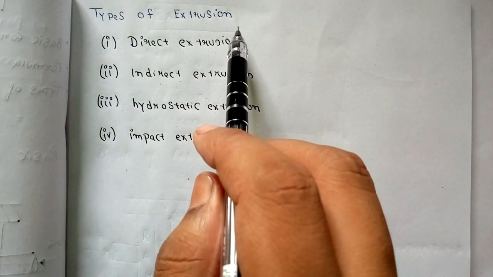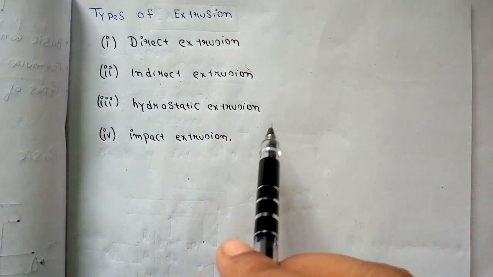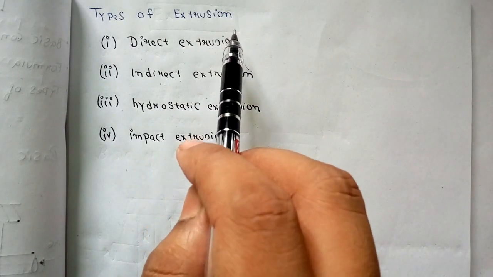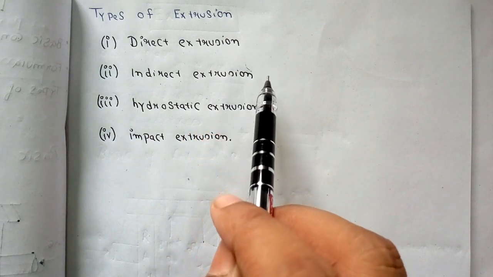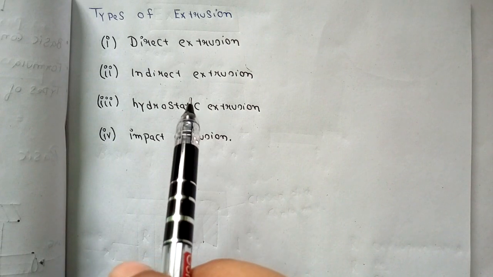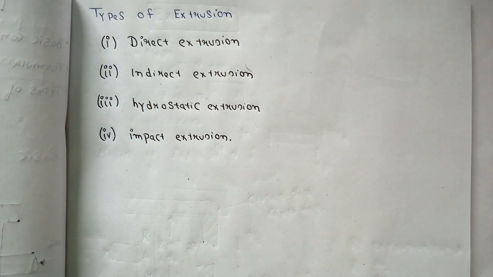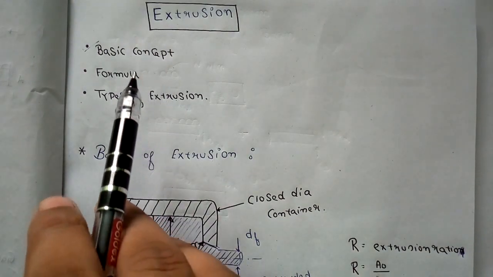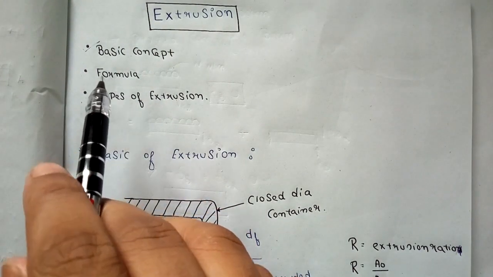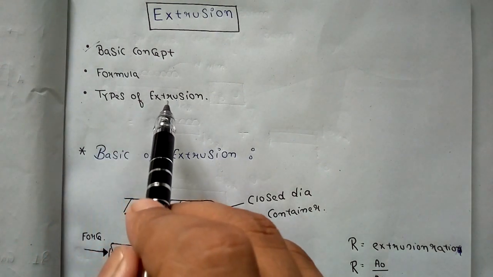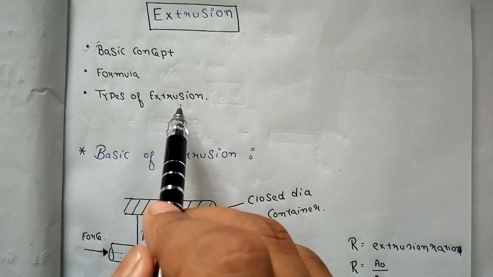Although it is not a detailed explanation of these extrusions, I will definitely make a different video where I will explain all these extrusions in great detail. So that was all about extrusion for today, and we have discussed the basic concept and formulas. The formulas will be more than enough to solve any kind of questions coming in the exam. And we have also discussed a bit about the types of extrusion.